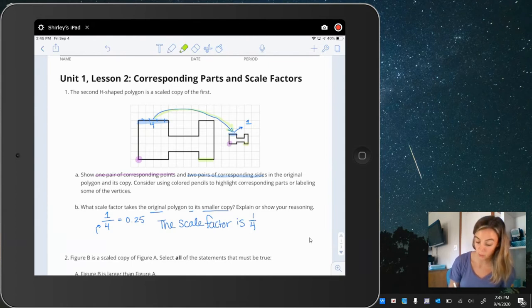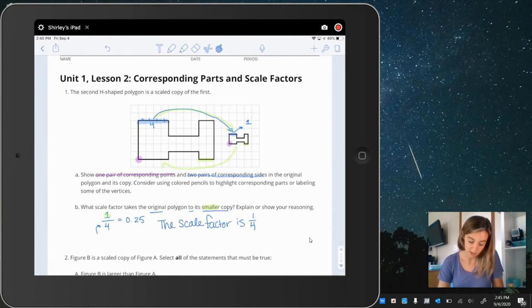Okay, so the main idea is to pay attention to the language. It's telling you where you're ending up: original to the smaller copy. Since we're going to something smaller, you're starting with the smaller number. If it said to take me to the larger figure, then I would start with the larger number and I would do 4 divided by 1. Pay attention to the language and how it's written.